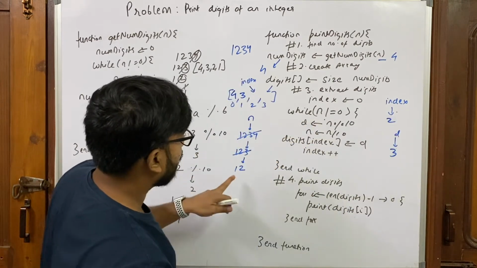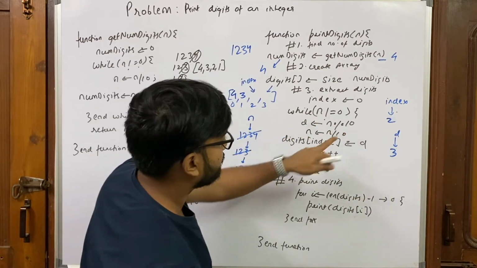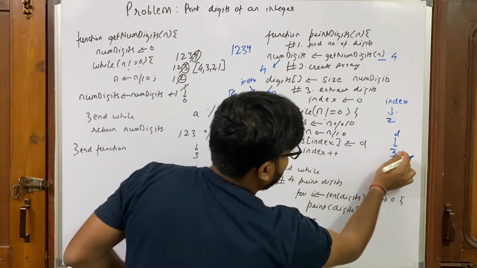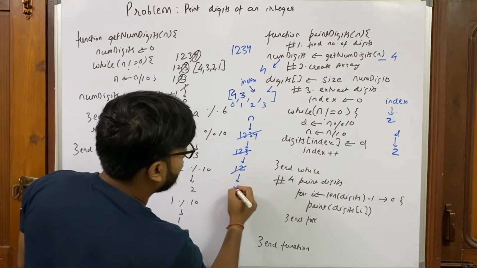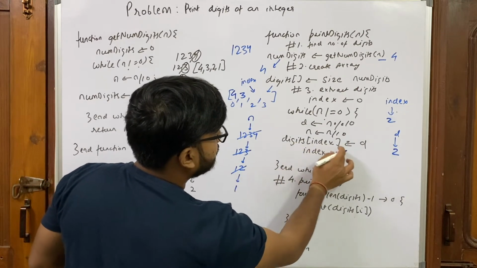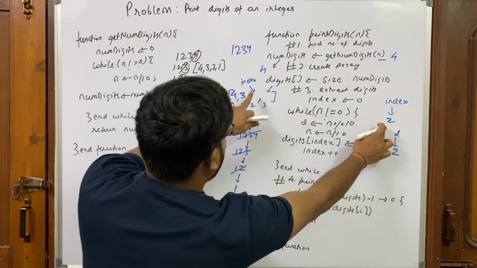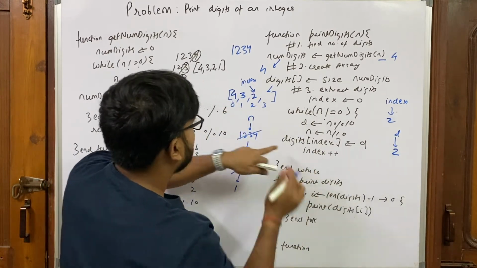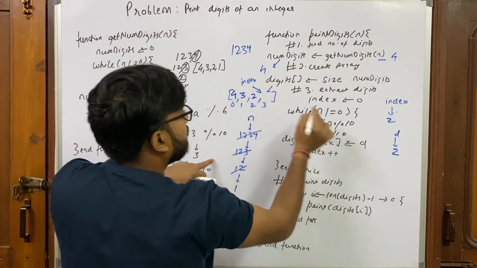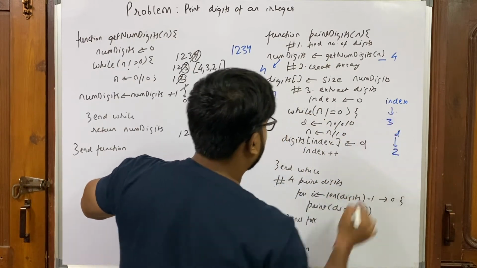N is not equal to 0. 12 is not equal to 0 is true. D is n % 10. 12 % 10 is 2. N is equal to n / 10. N becomes 1. Digits of index is D. Index is 2. Digits of index is D. So 2 comes here. Index plus plus. Index now points here, and index is basically 3.